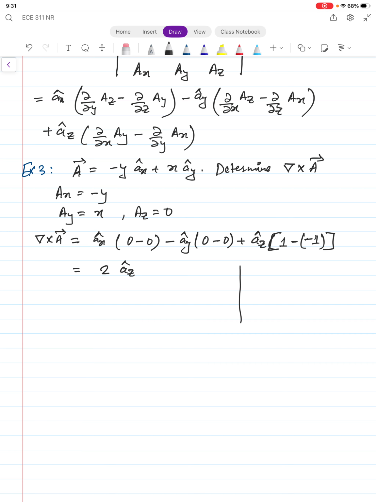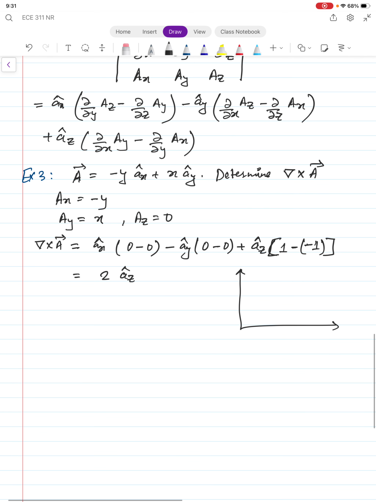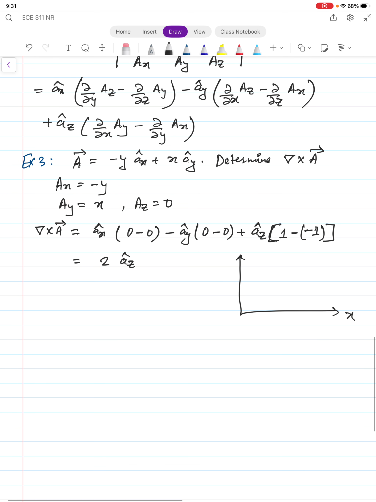Let's see what the result is explaining. We are given a vector function. Let's say this is our x, this is y, z is somewhere over here, and it's saying that it has a tendency to rotate around the z axis. That is what we calculated when we found this result. All right, so that is the calculation for curl.